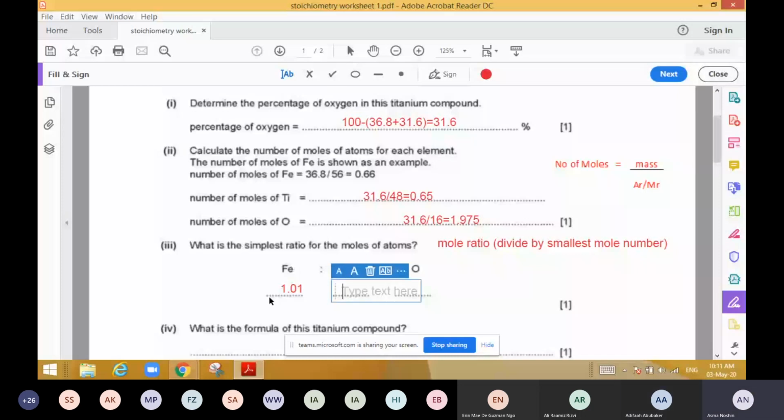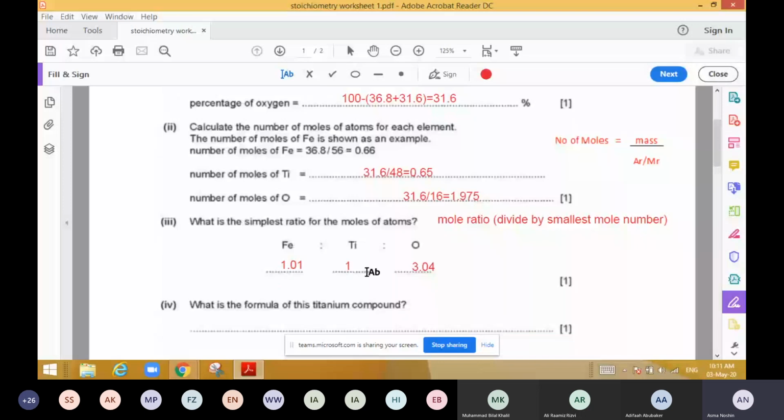For titanium, how will we do it? 0.65 divided by 0.65. See over here, 0.98. Yes, it will be 1. Very good. What about this one now? 3.04. Very good. Now for iron, we got 1.01. For titanium, we got 1. And for oxygen, we got 3.04.